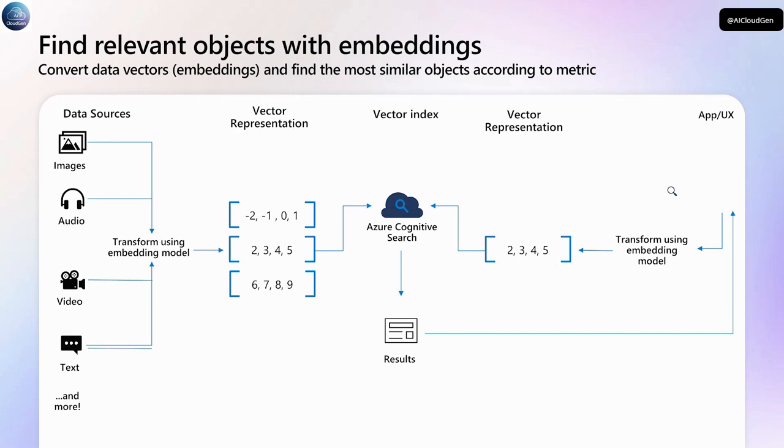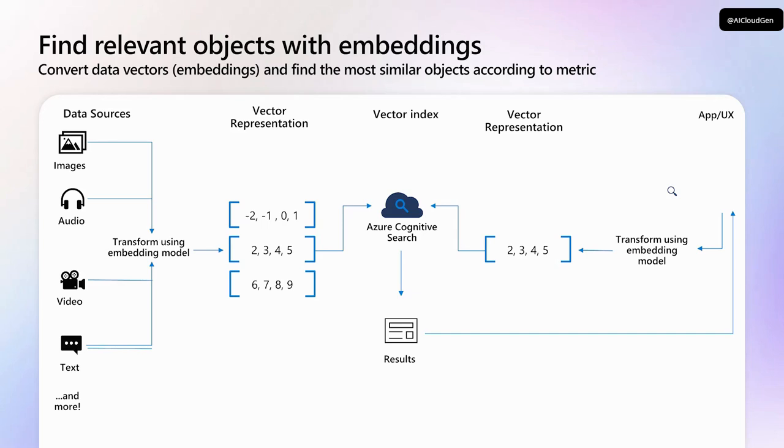you have data sources, whether it's images, audio files, video files, or text. You transform them using the embedding model into vectors. You index them in the vectorized database like Azure Cognitive Search. And then when you are searching for something, that search text data will be converted to vectors, and it will be searched against the vector representation that is available in Azure Cognitive Search. Then the results will be ranked and provided to the end user.